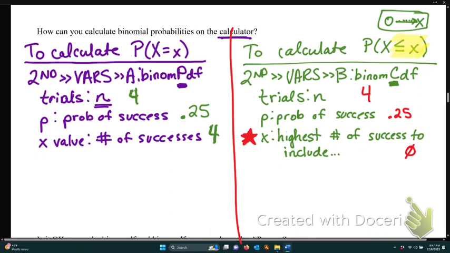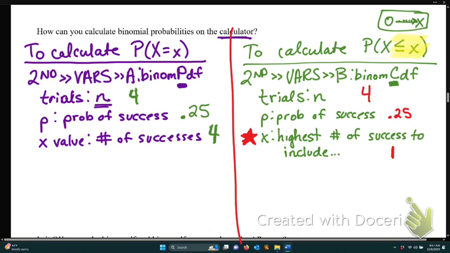Here's what you're going to do now. Everybody, go back to binomial CDF, and I want you to put in a highest number of successes of 1. Uh-oh. Wow. Now, what do you get? 73.8. What is that number?